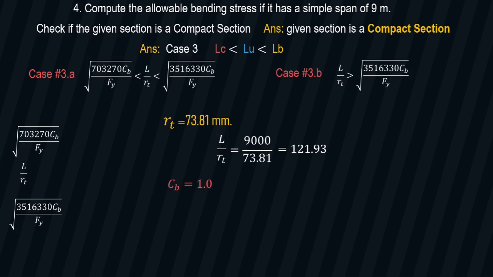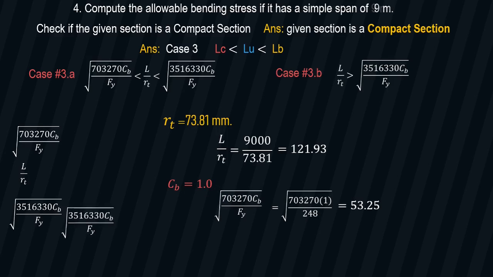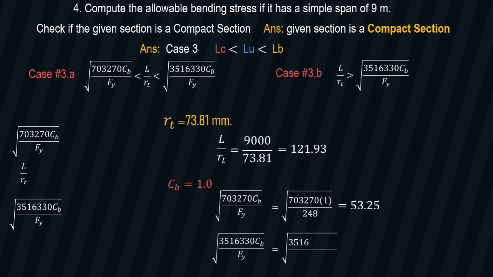CB here is equal to 1.0 since we are dealing with a simple span. And the value of this quantity will be 53.25, and the other one we have 119.07. Obviously, the slenderness ratio exceeds both this quantity and this quantity. Therefore, we are in case number 3.B.